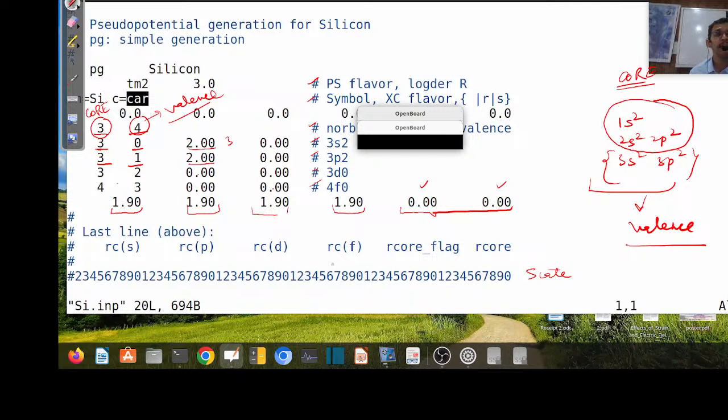These are simply comments, just for your reference. It is the cutoff radii for the s orbital, for the p orbital, for d, and for f. And these 2 columns where 0.00 and 0.00 are written are for the core correction. It means if you want to include the core electrons, because in some cases core electrons play a very significant role in determining certain properties.